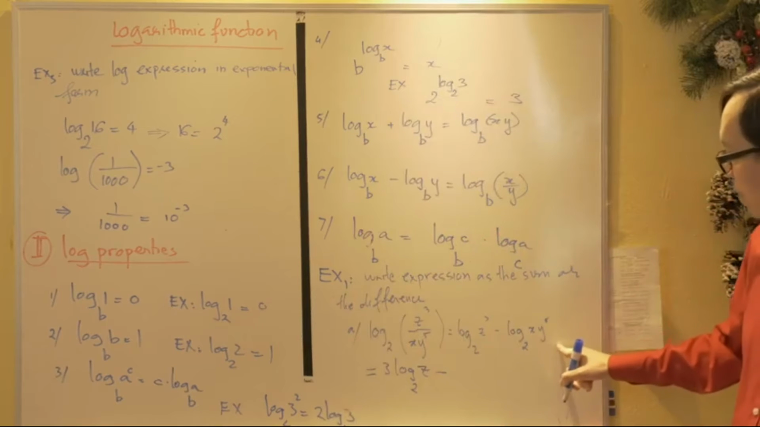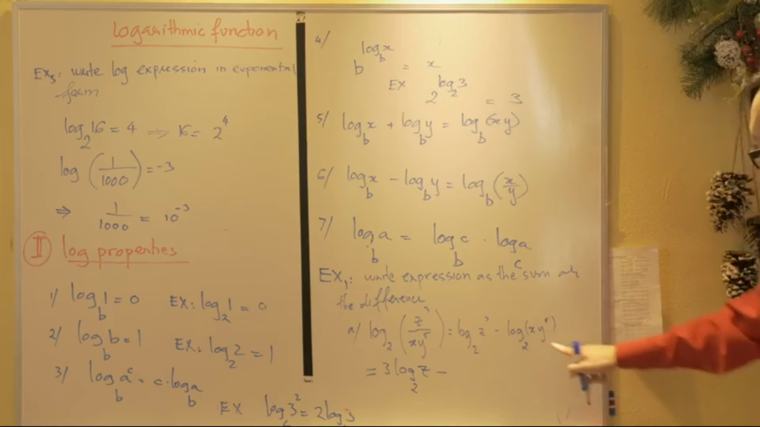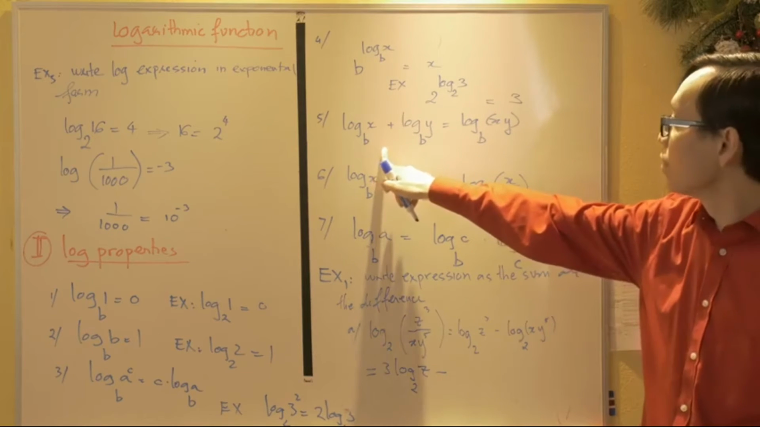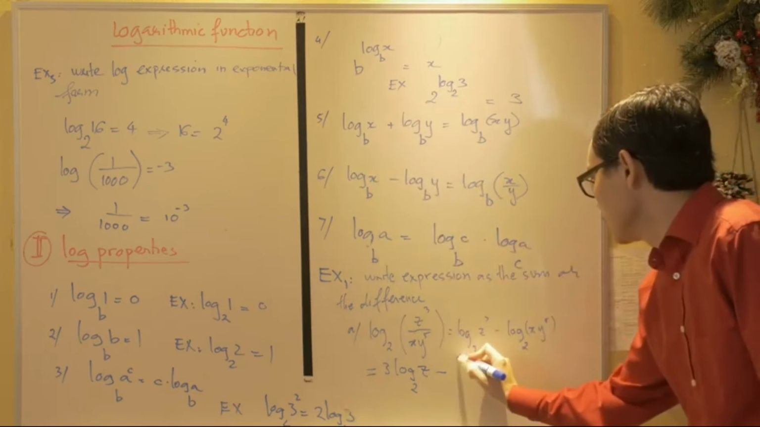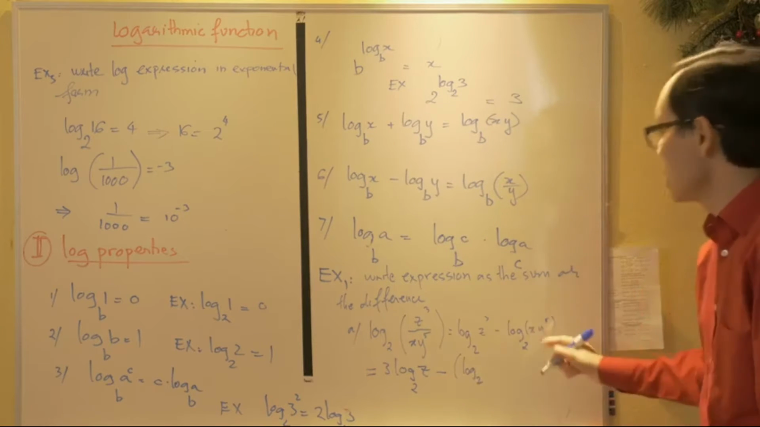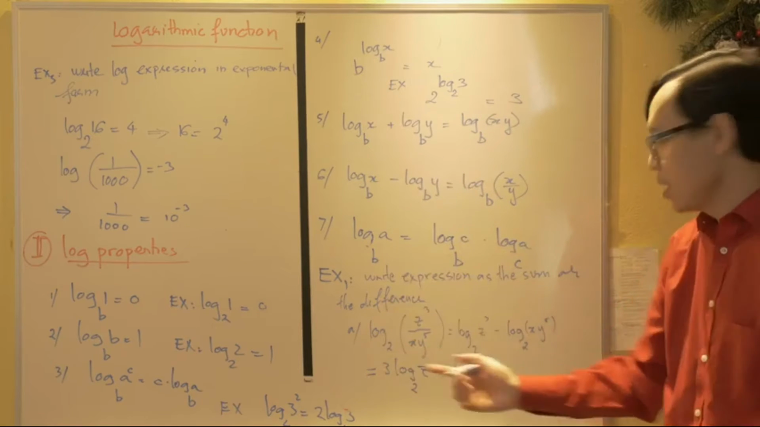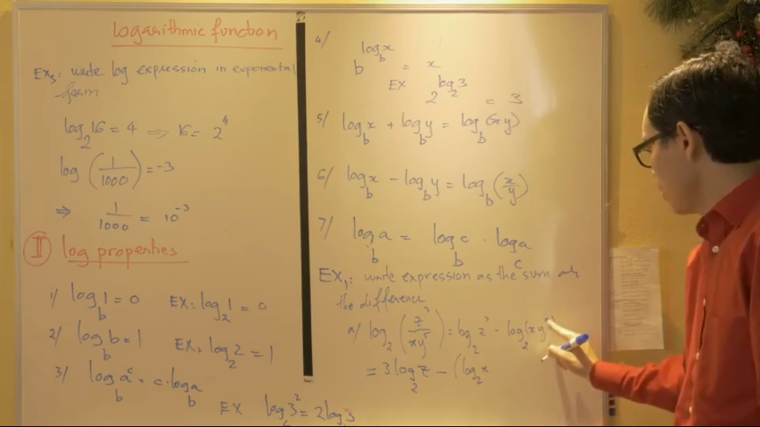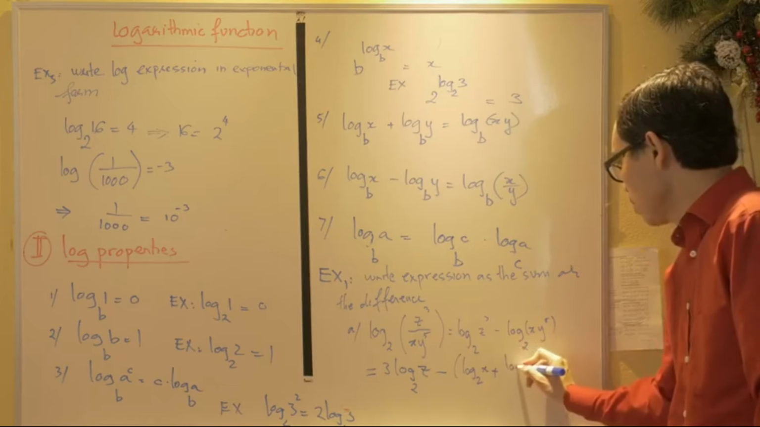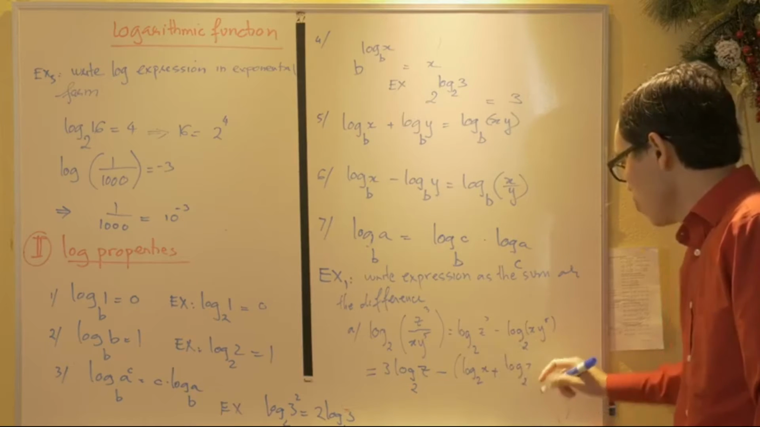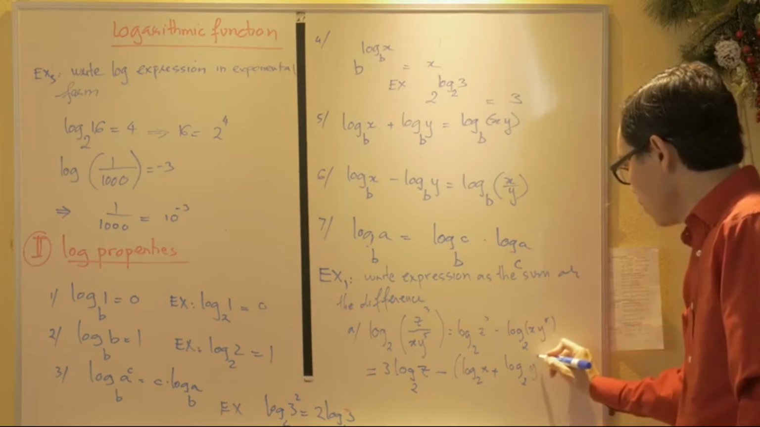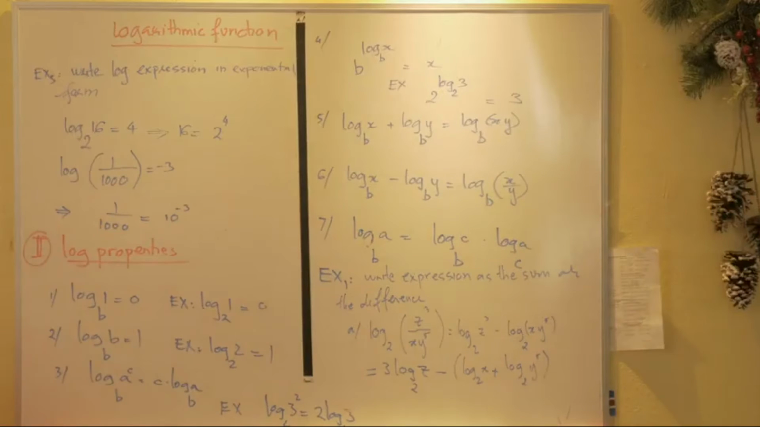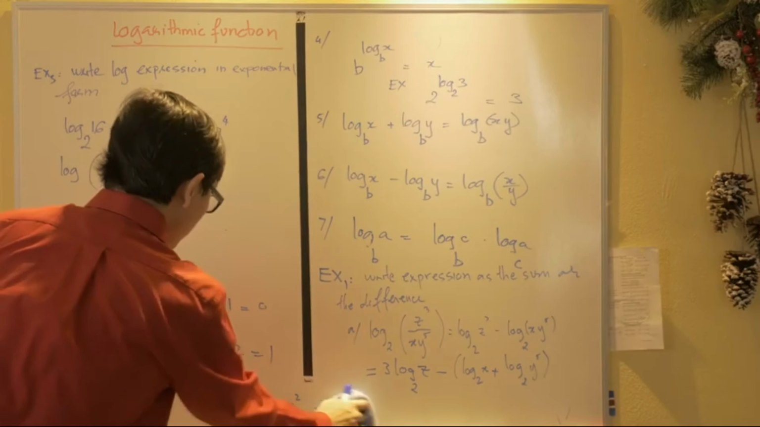Over here, x y to the fifth power is the argument, and this is a product. I can split the product into a sum using the fifth formula. Because I am subtracting the sum, I have to put parentheses: log base 2 of x plus log base 2 of y to the fifth power. Let me erase this so that you are not getting confused.